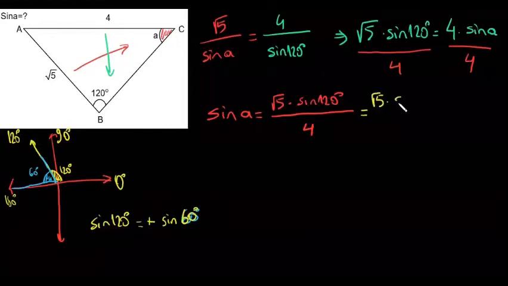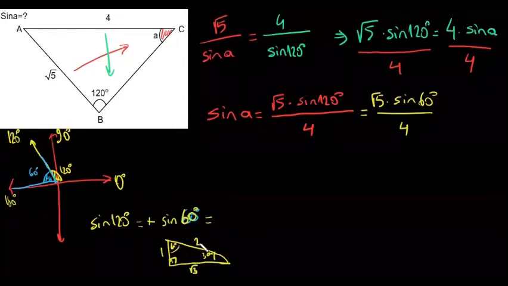Sine of 120 is sine of 60 degrees over 4. Sine of 60, how can I find sine of 60? I can draw a special right triangle to find it. If this angle is 30 and this angle is 60, then this is the right angle, 90. The side opposite 30 is 1, the side opposite 90 is 2, and the side opposite 60 will be root 3.